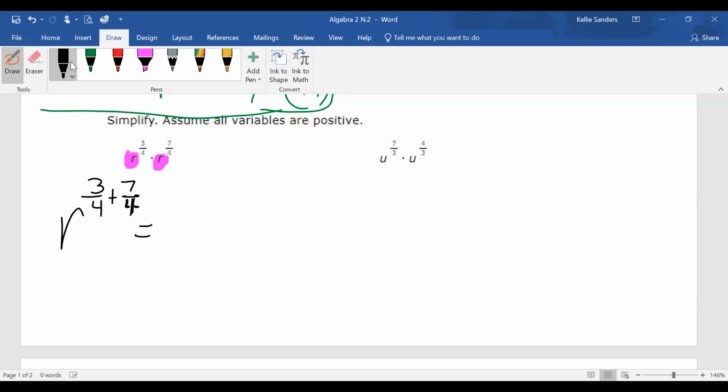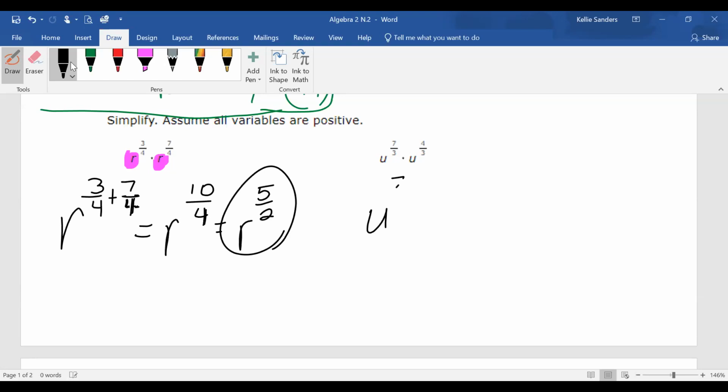So we get this, and then we have r to the 3/4 plus 7/4. You can throw that in the calculator, or because they already have common denominators, I can keep the denominator and do 3 plus 7, which is 10 over 2, and that would be 5/2. So that would be your answer. And I'm going to keep on doing it here. U to the 7/3.